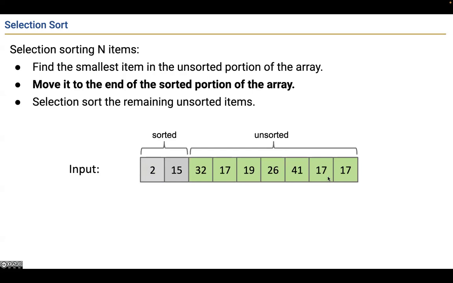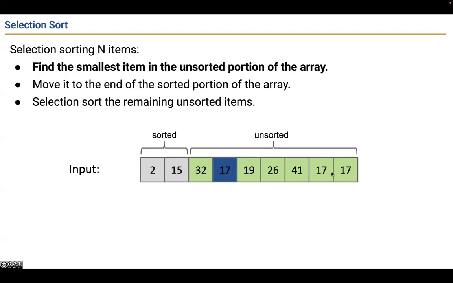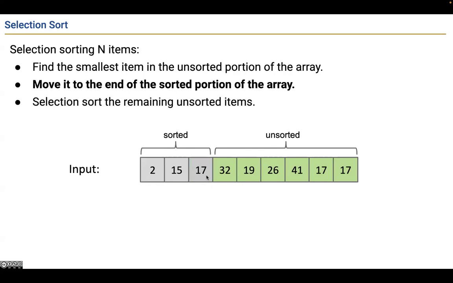I scan through. What's the smallest item? 17. Which 17? It's up to you. I chose this one for now, and I will swap it to the front. So the 17 and the 32, they change places. And if I swap to the front, by the way, I mean the front of the unsorted array. I don't want to swap the 17 with the 2. That would not be correct, but I can swap it with the 32. Okay, great. Now it's in place.